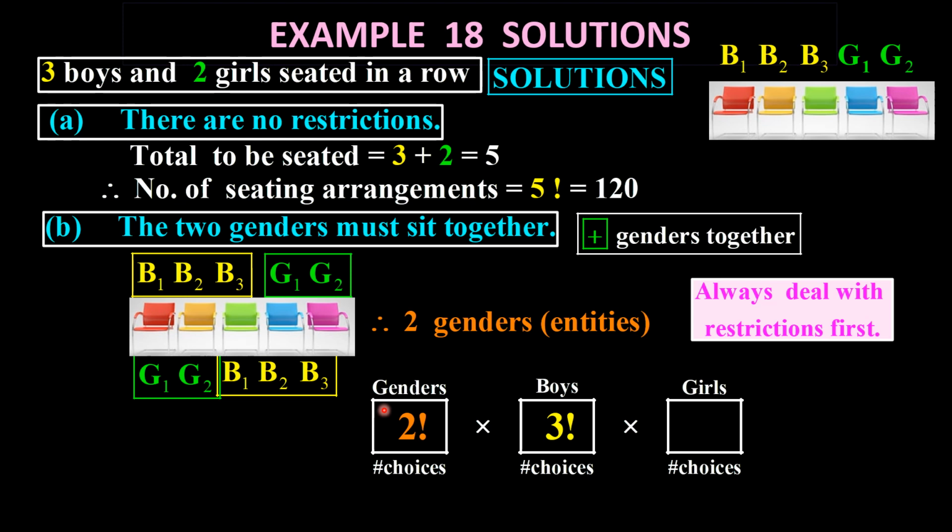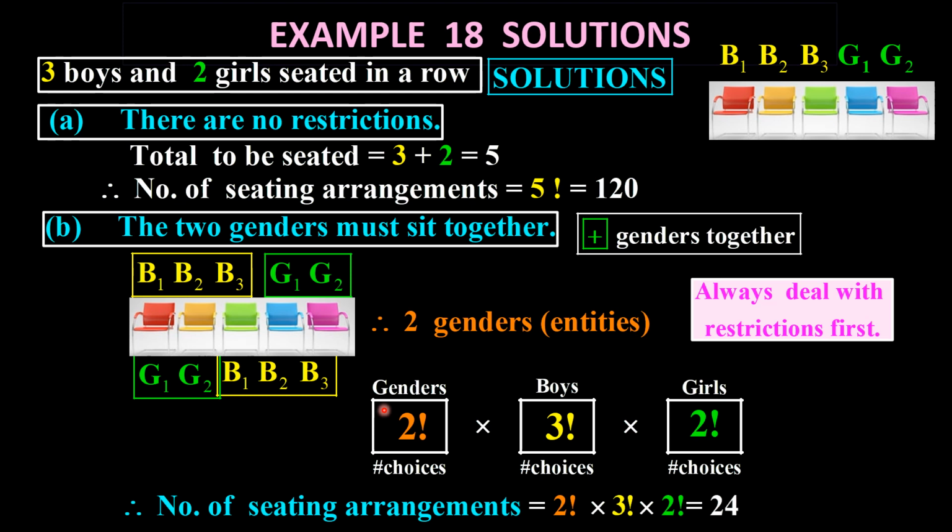We have 3 boys. So the boys can be arranged. You can have different arrangements of those 3 boys. So that's 3 factorial. And how many girls are there? There are 2, so they can be arranged there. So the total number of arrangements, if the girls must and the boys must sit together, would be 2 factorial times 3 factorial times 2 factorial, which is 24.